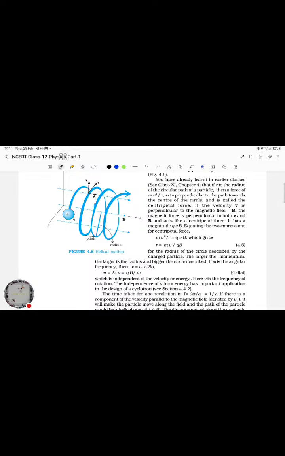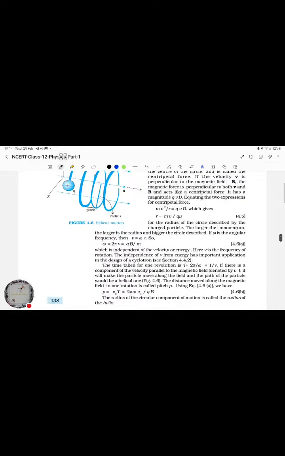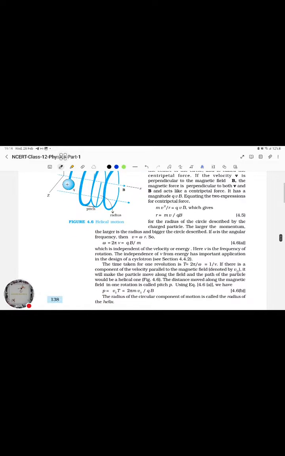For the radius of the circle described by the charged particle, the larger the momentum, the larger the radius. Since the radius is directly proportional to the momentum, the larger the momentum, the bigger the circle. If omega is the angular frequency, and since we know that v is equal to r omega, which means v by r is equal to omega, omega is equal to 2 pi v, which is equal to q B by m.